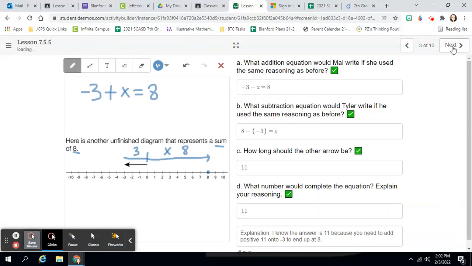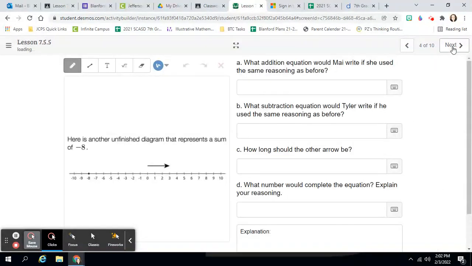Okay, let's try the next one. So this again is exactly like the other ones that we've done. The only difference is now they're saying that this diagram shows a sum of -8. So we're trying to get here. So I want you to pause and try these out.